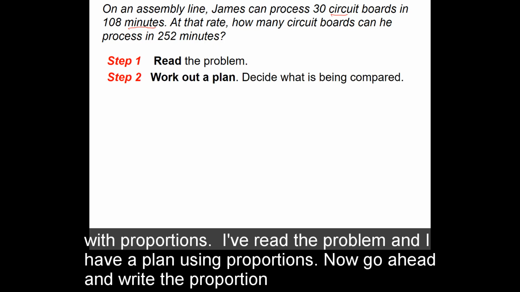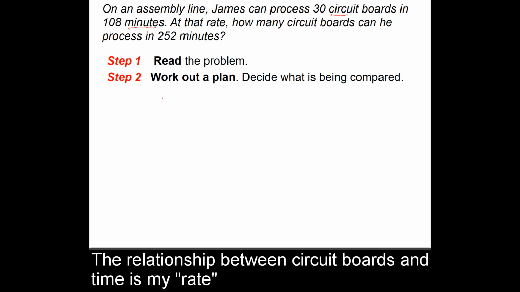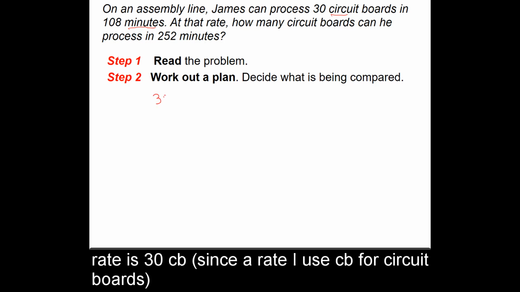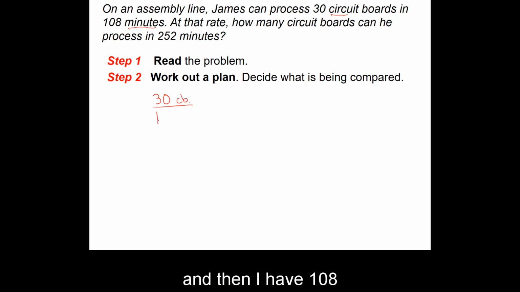So once I've read the problem, I have a plan using proportions. Let's go ahead and write the proportion. There's a relationship here between circuit boards and time, so I'll make that my rate. So 30, and since it's a rate, I have to include units. I'll just use CB for circuit boards. I have to use my units, and then I have 108 minutes.